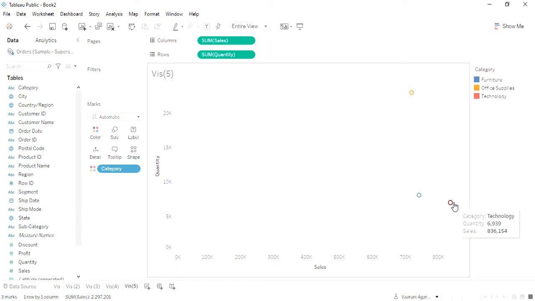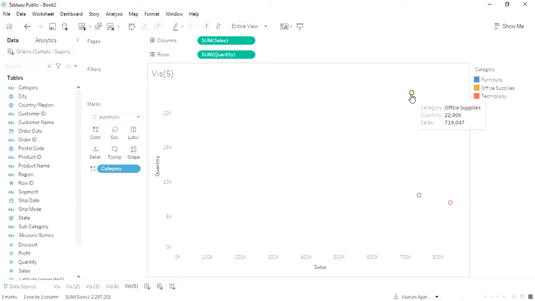In a consolidated manner, we get that the maximum sales is given to us by technology, although the quantity we have sold is not the highest in technology. That means the pieces are expensive over here. Although the most items are sold in the office supplies category, the sales is somewhat lower than the other two, right? So this shows us that the office supplies are cheaper, of course, which we know.